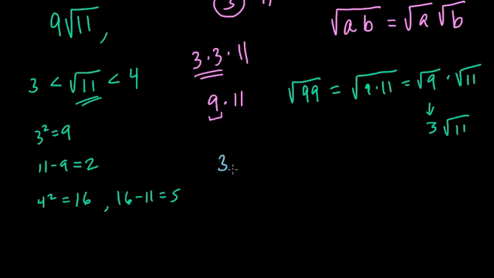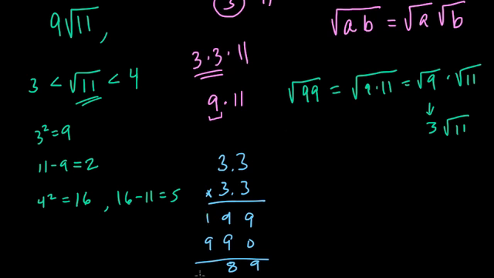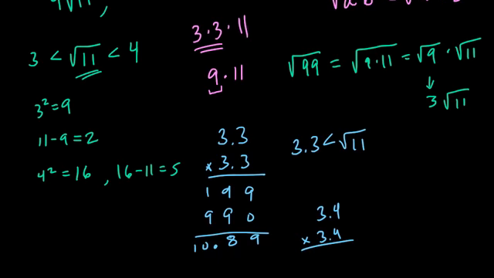I'll start with 3.3. Well, 3.3 squared, use the law of multiplication here. Just multiplied those out, we get 10.89. So 3.3 is less than the square root of 11, right? Because 3.3 squared is only 10.89. What about 3.4 squared, right? What does this become? Well, let's work this out.